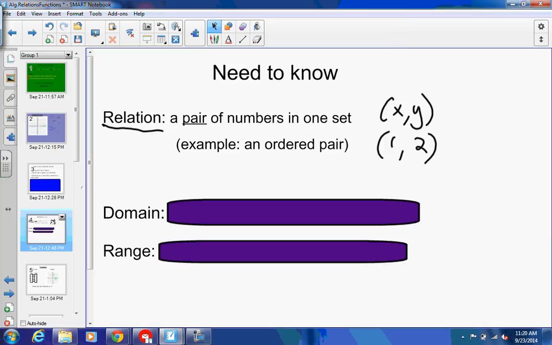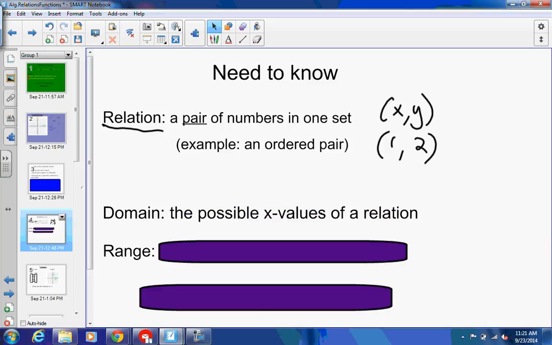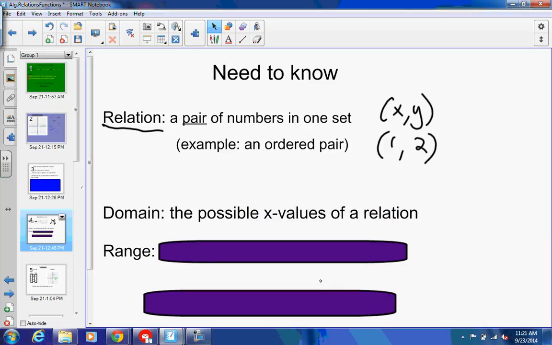All right, next word, domain. You might think of domain as a domain name for a website. Maybe think of something with computers. Maybe you remember something with math domains. But domains, just to refresh in math, are really just the possible x values of a relation. So any of the x values that are possible.